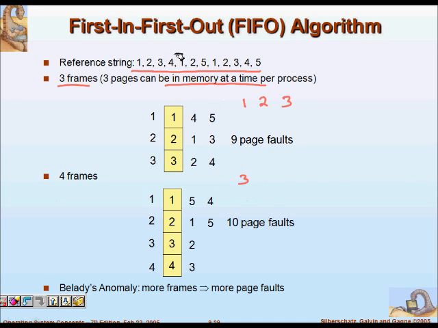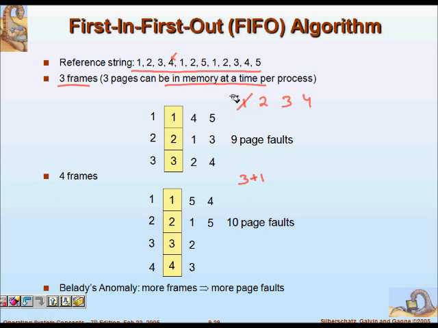Then what happens? Now I access page 4. So page 4 is not there in the main memory. There will be a page fault. Okay, so +1, and we will remove using FIFO. The first in will be removed, and we will be bringing 4 here. Okay, so this is done.